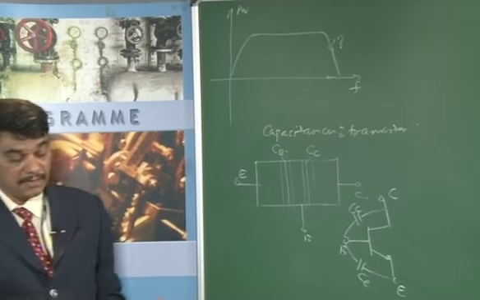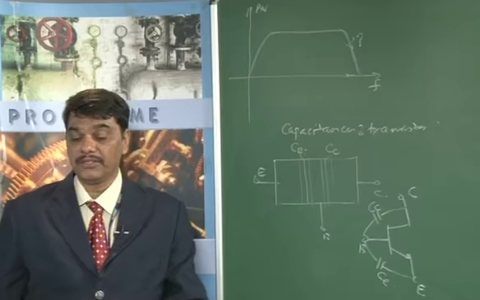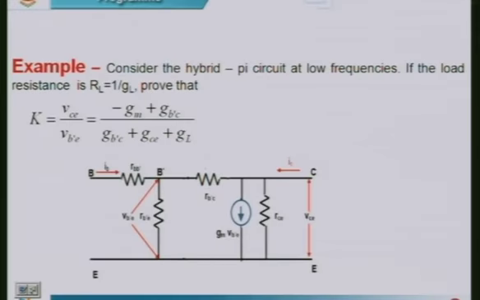For example, consider the hybrid pi circuit at low frequencies, the equivalent model, because we are neglecting CE and CC. If the load resistance is RL, you take the conductance, the reciprocal of that, then you have to prove that K is equal to VCE by VB'E, equal to minus (GM plus GB'C) divided by (GB'C plus GCE plus GL). Now how do you solve this? The question is, you have to find that relation. We are applying KCL at this point.